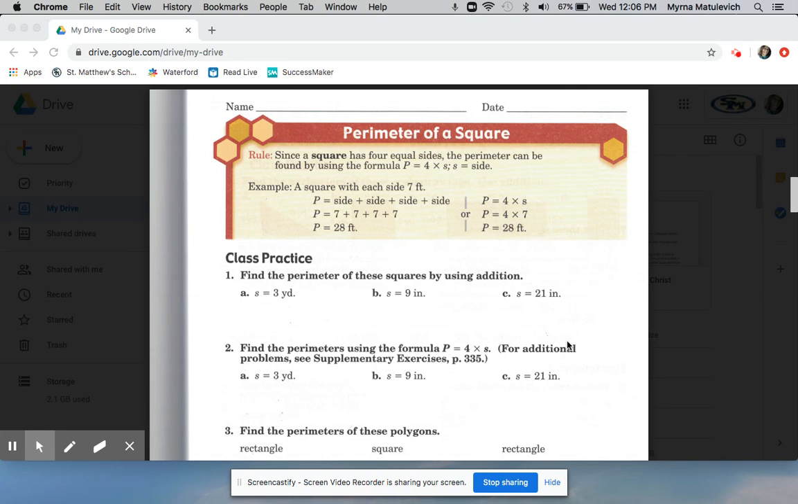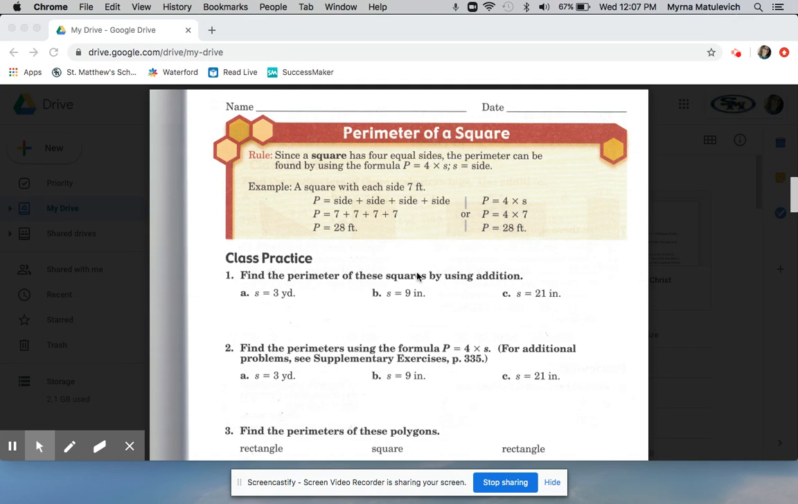Perimeter of a square. Since a square has 4 equal sides, the perimeter can be found by using the formula P equals 4 times side, or S. Here's an example. A square with each side 7 feet. P equals side plus side plus side plus side, or 7 plus 7 plus 7 plus 7. P equals 28 feet. Or, to use the formula, P equals 4 times S, P equals 4 times 7, P equals 28 feet.